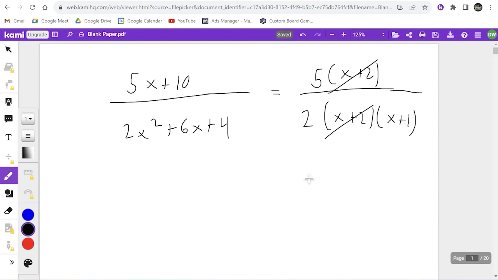So really you're left with 5 over 2 times x plus 1. And for that reason, the only vertical asymptote is technically -1. Now again, this is a very special case. I don't even know if this was intentional or not.